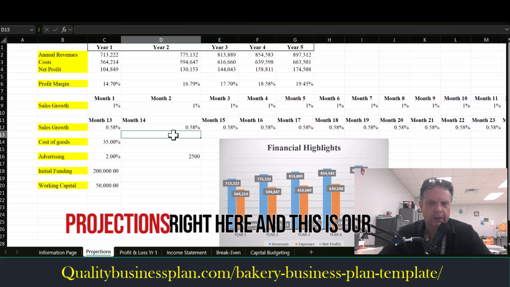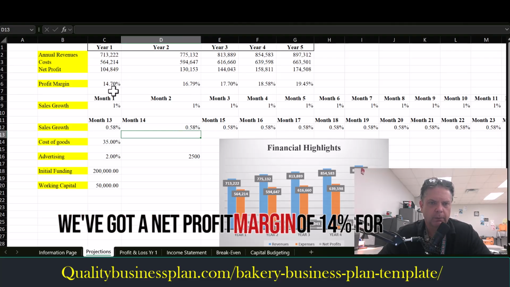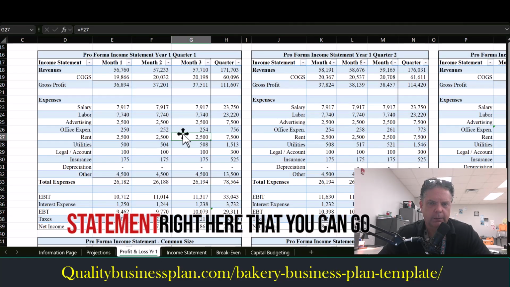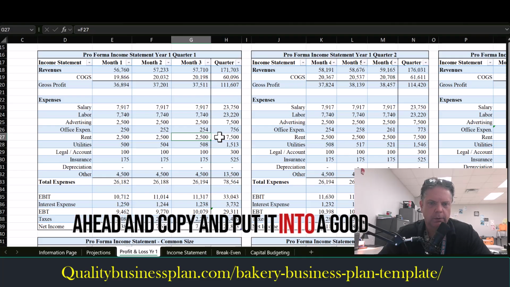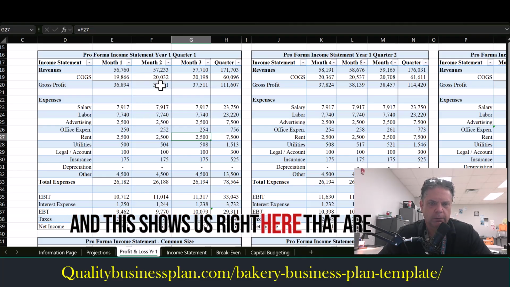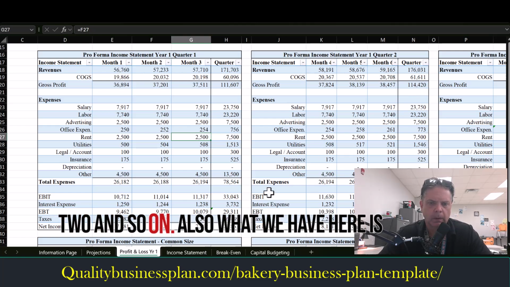We've got projections right here, and this is our little financial chart. We've got a net profit margin of 14% for the first year, 16.7% for the second year. And then we've got a profit and loss statement that you can copy and put into the Word document for the business plan. This shows our monthly breakdown: month 1 through month 3, quarter 1, month 4 through 6, quarter 2, and so on.